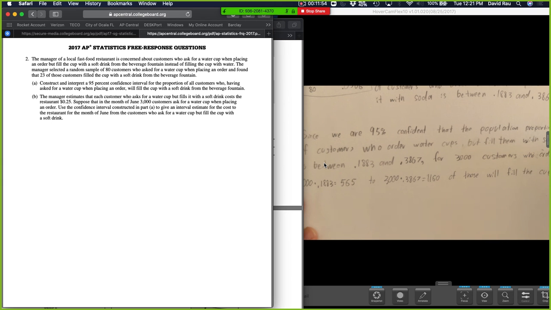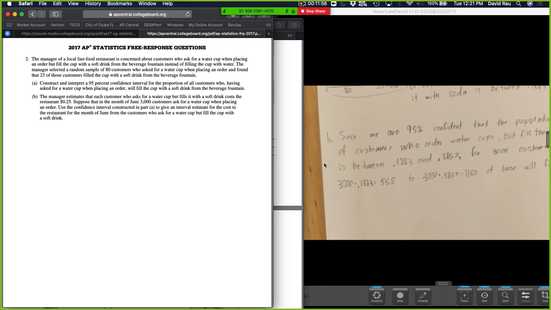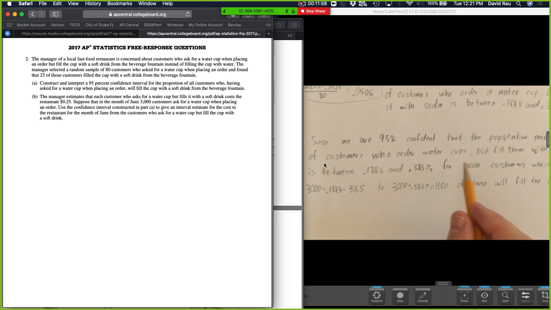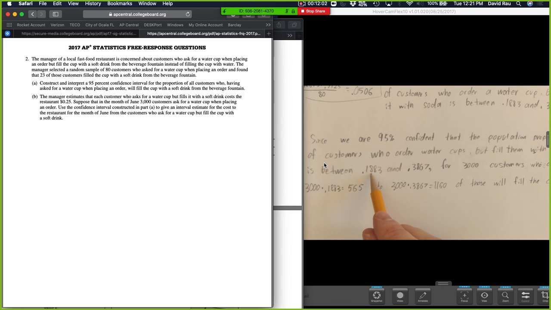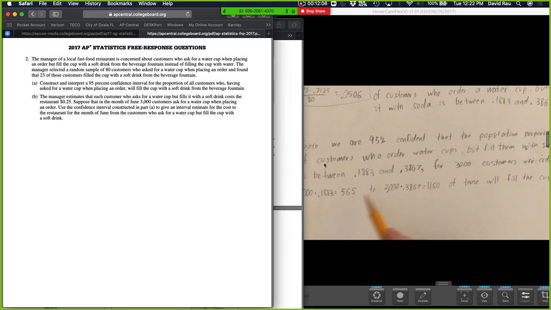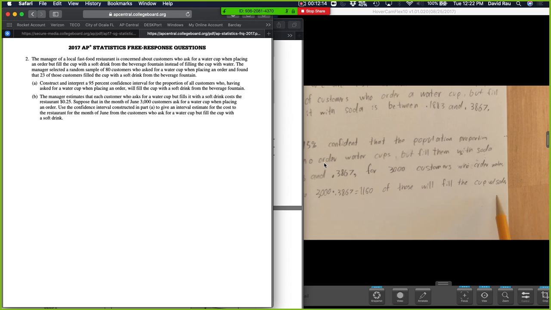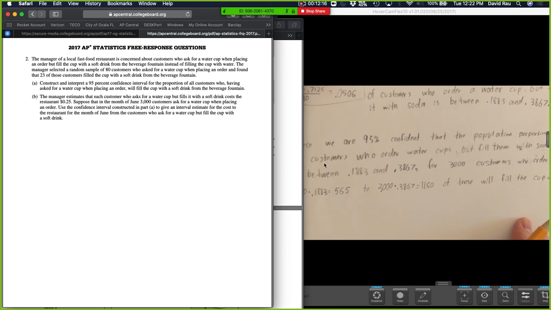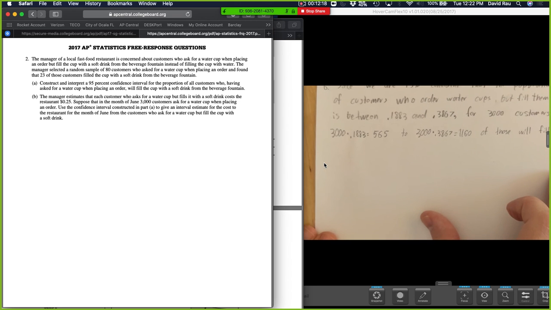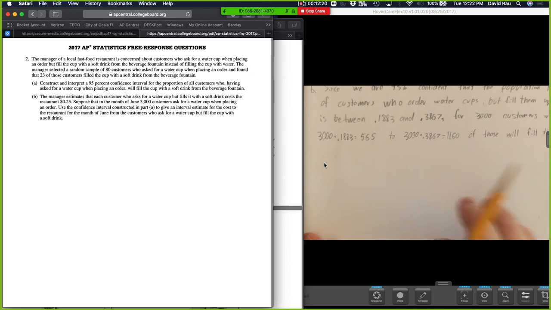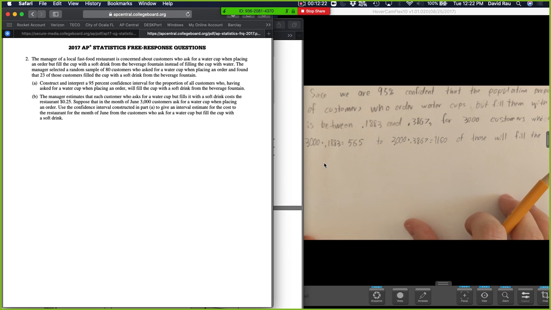All right, now in other words, here's what I'm doing. I'm just showing how many customers out of the 3,000 based on my interval. So again, that's the low proportion of the 3,000. That's the high proportion of the 3,000. So if you scale that to the 3,000, anywhere from 565 customers to 1,160 of the 3,000 will order a water cup and fill it with soda. Again, after that, we're almost done. It's actually not a lot of math here. I'm just having to do a lot of writing to explain what I'm doing.